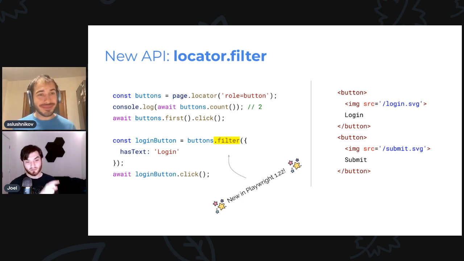Oh, okay, so the text doesn't have to be the direct child of the button? Yes. It doesn't have to be anywhere inside it. Yes. Okay, that's okay. So it's like the CSS has selector. Yeah, more or less. Cool. Okay.